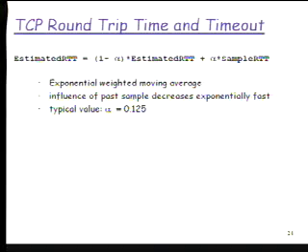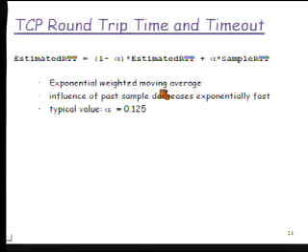The formula that is used to get the estimate of the round trip time is: you have the old estimate of the round trip time, you multiply that by 1 minus alpha, and you add to that alpha times your new sample. So every time you get a new measurement, you get a new ACK back, you're going to get a new sample. And you update your estimate by this formula.